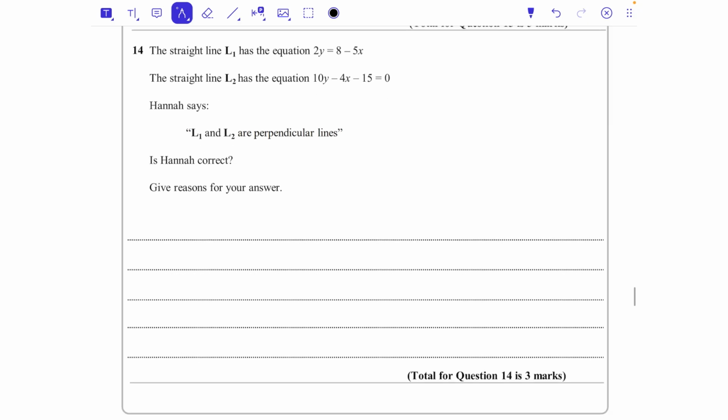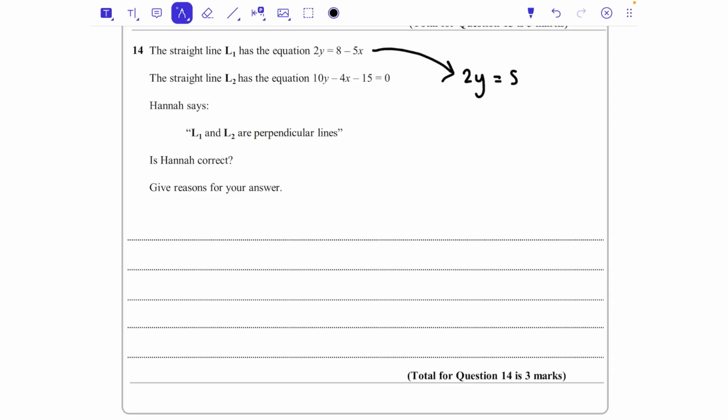Question number 14. The straight line L1 has the equation 2y equals 8 minus 5x, and the straight line L2 has the equation 10y minus 4x minus 15 equals 0. Hannah says L1 and L2 are perpendicular lines. Is Hannah correct? Well, I hope so. So let's see. We're going to take the first line and we need to know the gradient to know if they're parallel or perpendicular in either of those cases. And to do that, we need to make y the subject of the formula.